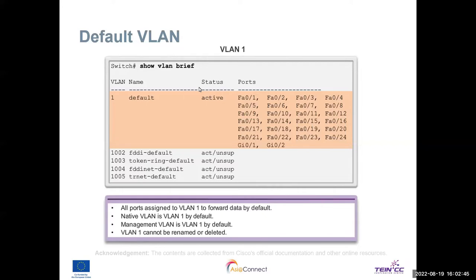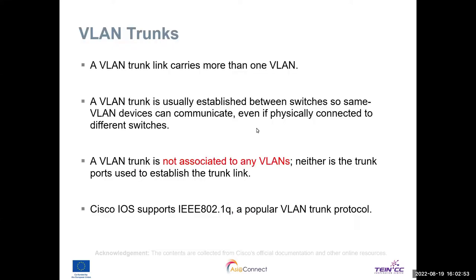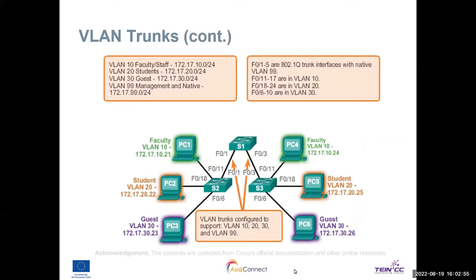Okay, so let us go into the slide again. Initially, we don't have any VLAN, right? You all see this, right? Let me show you another example. You can see how many switches are here. Three switches, S1, S2, and S3. And then we have three VLANs. You see faculty VLAN, student VLAN.